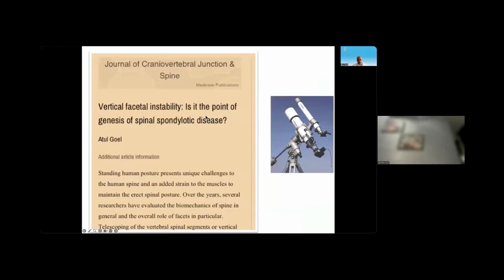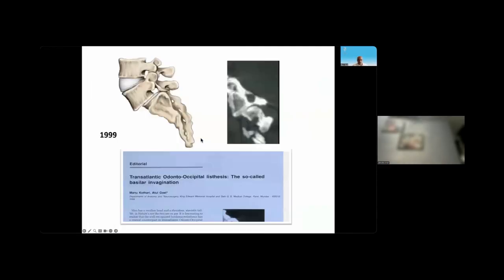We subsequently introduced the concept of vertical facetal instability due to muscle weakness. It is more relevant to the subaxial spine, for degenerative spine, for lumbar canal stenosis, for cervical spondylotic myelopathy and things like that. But it is also relevant for the craniovertebral junction. In 1999, we introduced a beautiful concept where we related basilar invagination to instability, C1 over C2 listhesis, like lumbosacral listhesis.